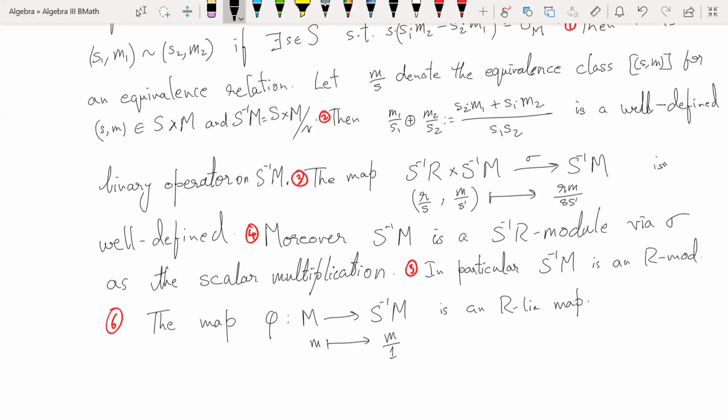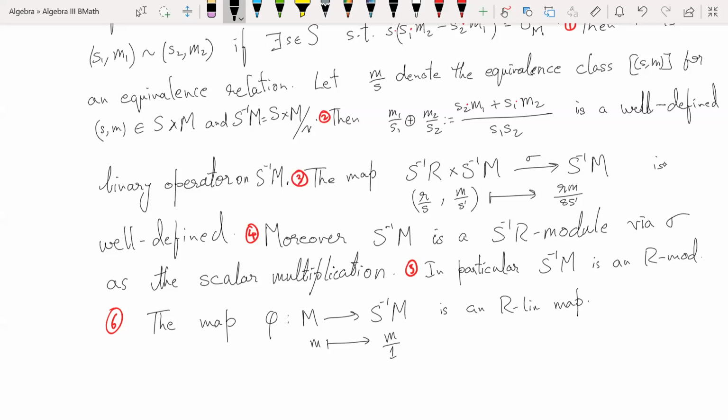Okay, so the action of R on S inverse M is clear, right? So R goes to R over 1 in S inverse R, and then R over 1 will send M over S prime to Rm over S prime. Yeah. So what happens is R times M over S goes to Rm over S. That is the scalar multiplication of R on its inverse.